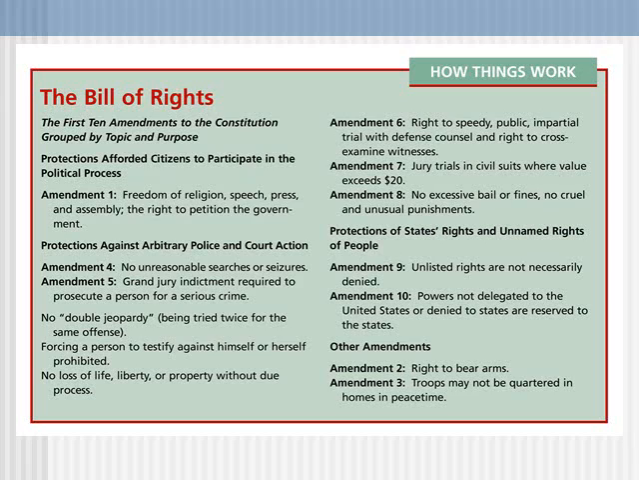No loss of life, liberty, or property without due process. Due process. In other words, the courts do what they're supposed to do. They don't make exceptions and not follow rules. 6th Amendment, speedy, public, impartial trial with defense counsel, a right to cross-examine witnesses. 7th Amendment, jury trials in civil suits where the value exceeds $20, which $20 when the amendment was passed was a lot more money than it is today. 8th Amendment, no excessive bail or fines, no cruel and unusual punishment.